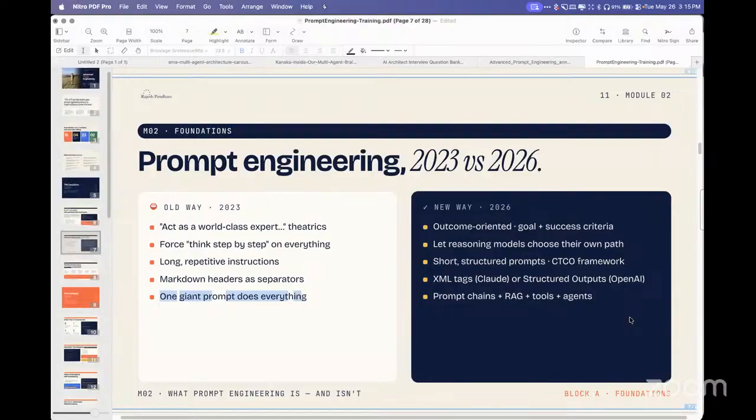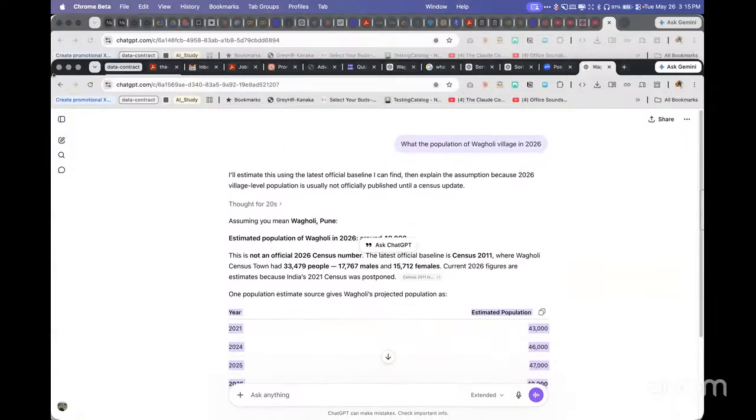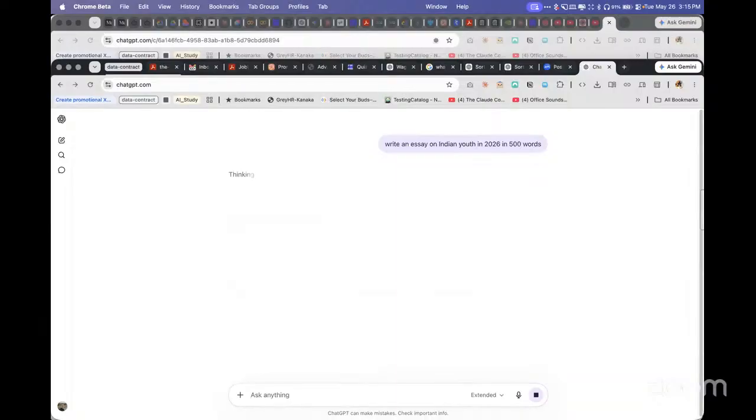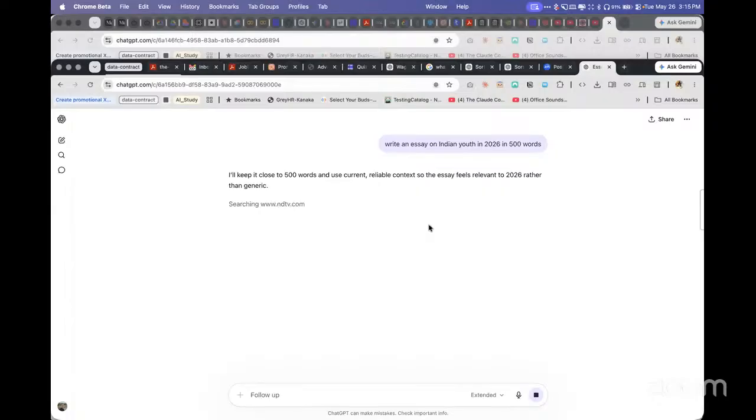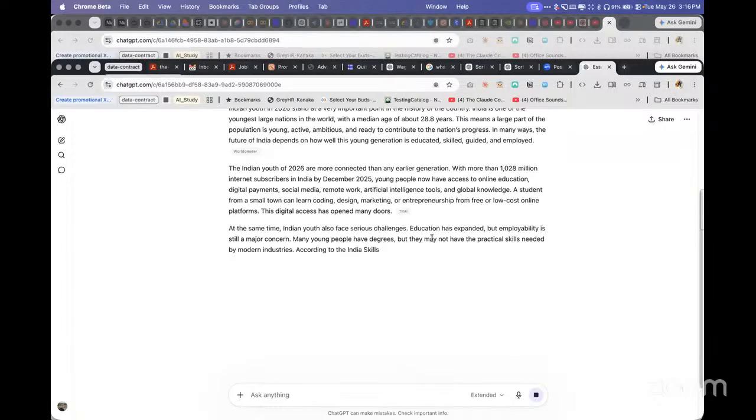So how we will trigger this externally is, say, for this, I have given the prompt: write an essay on Indian youth in 2026 in 500 words. So here it has given me the first pass, the Indian youth in 2026, 500 words. It has written the essay. It has given me the first pass. But now, as I need to reflect over this, meaning I need to trigger the reflection of an LLM over this, what will my next prompt be?